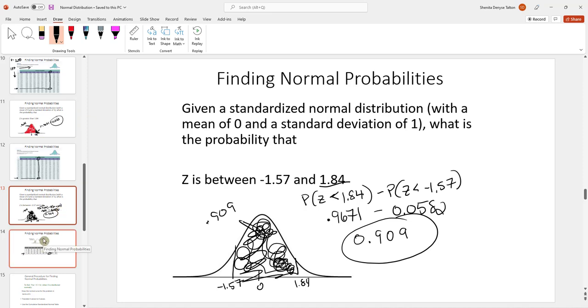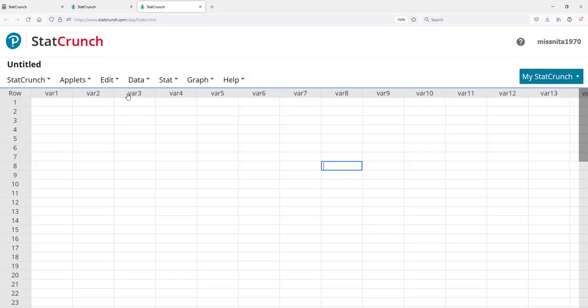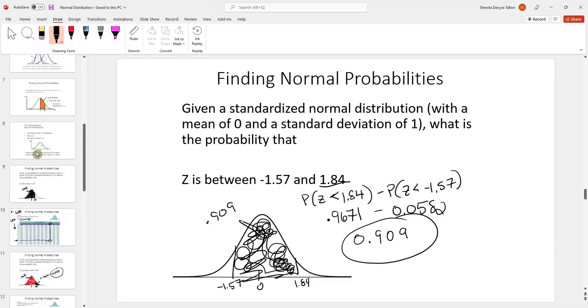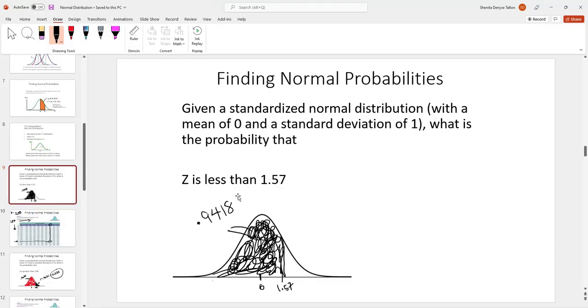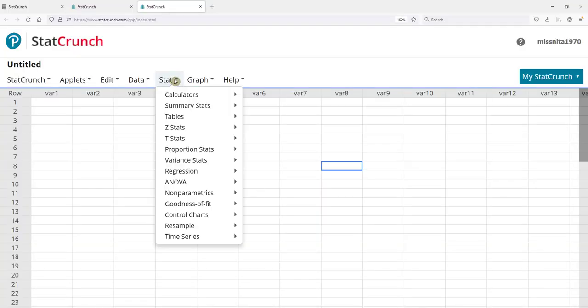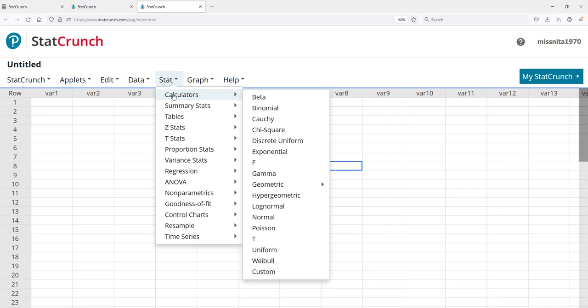Now I'm going to show you how to do this in StatCrunch, and I'm also going to show you how to do it on my Excel template. So let's go back to the first problem, z is less than 1.57. We're going to go to Stat, Calculators, and we want to go down to Normal.